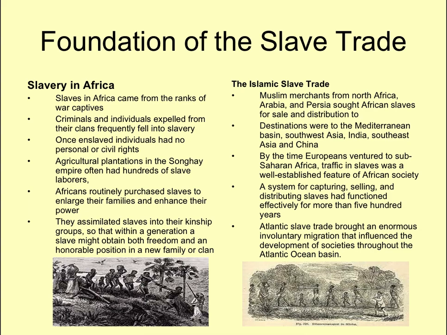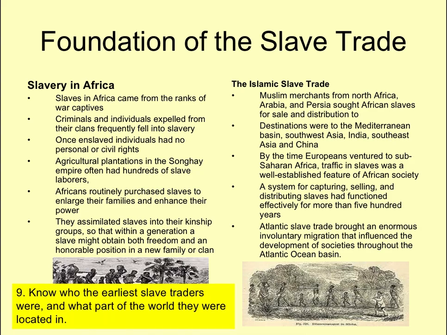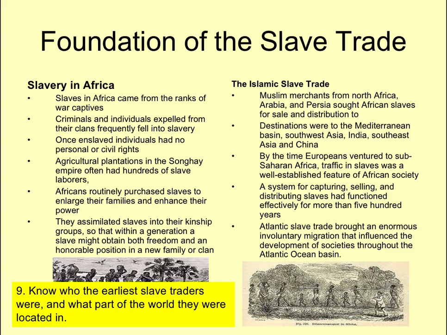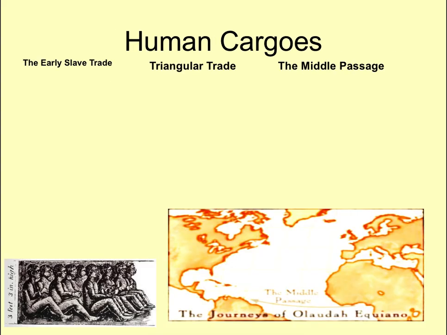And the Atlantic slave trade brought an enormous involuntary migration that influenced the development of societies throughout the Atlantic Ocean basin. And that is new. The amount of people that became slaves was huge. I mean, millions and millions of people. That displacement led to a population decrease, and it also led to other effects that you see in the Atlantic as well. So know who the earliest slave traders were and what part of the world they were located in. Know the region where Muslim merchants traded the slaves.